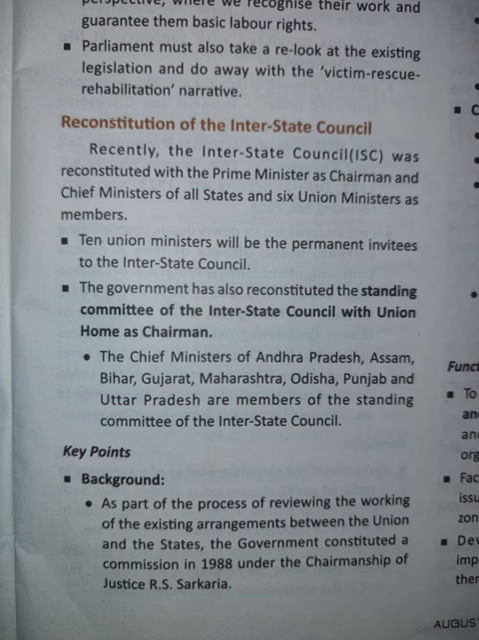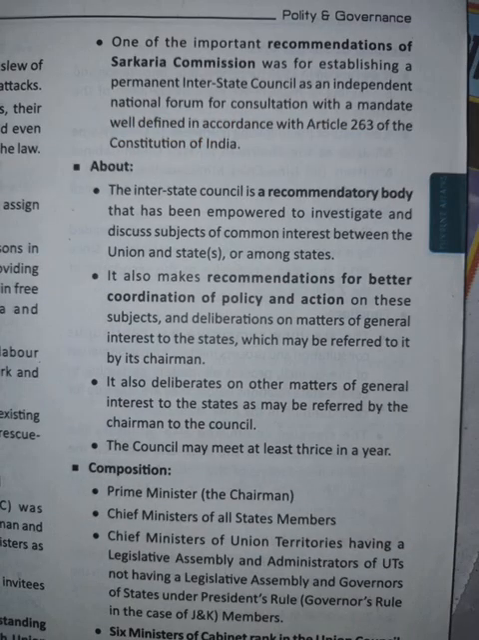Key points. Background. As part of the process of reviewing the working of the existing arrangements between the Union and the states, the government constituted a commission in 1988 under the chairmanship of Justice R.S. Sarkaria. One of the important recommendations of the Sarkaria Commission was for establishing a permanent interstate council as an independent national forum for consultation with a mandate well defined in accordance with Article 263 of the Constitution of India.